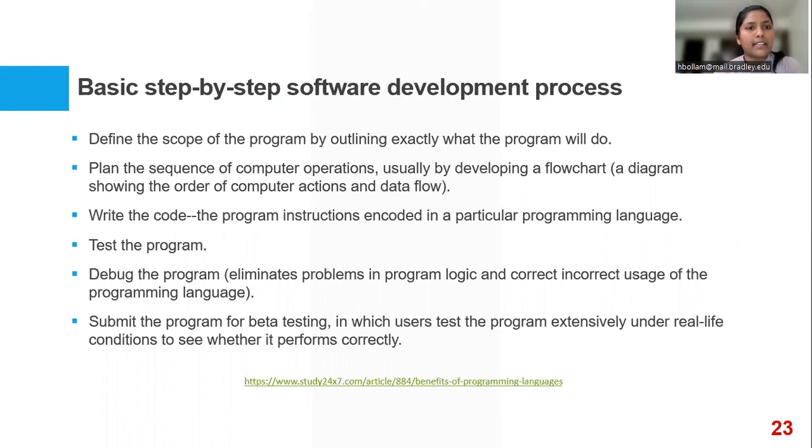Next is the basic step-by-step software development process. First, we have to define the scope of the program based on our requirements, and then plan the sequence of actions by developing a flowchart. Next, develop the code by choosing the required programming language, and then test and debug the program to satisfy real conditions from the developer end, and then submit the program for beta testing. Beta testing will test the program extensively under real-time conditions to see whether it performs correctly or not.